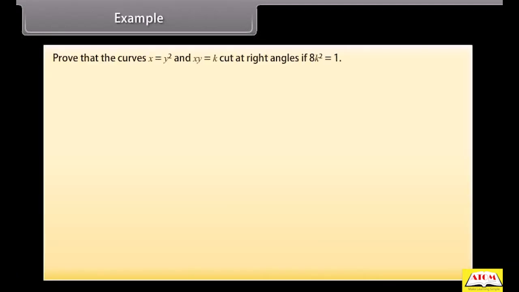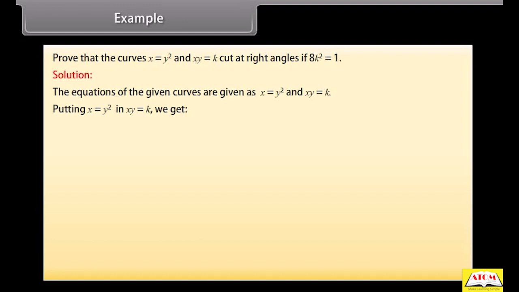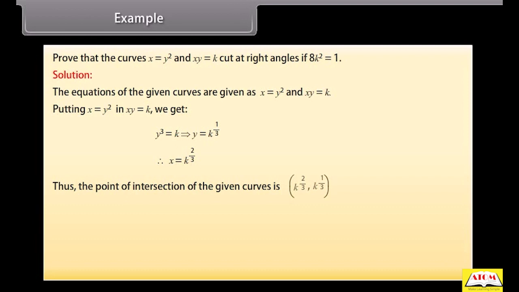Example. Prove that the curves x = y² and xy = k cut at right angles if 8k² = 1. Solution. The equations of the given curves are x = y² and xy = k. Putting x = y² in xy = k, we get y³ = k. It implies y = k^(1/3). Therefore, x = k^(2/3). Thus, the point of intersection of the given curves is (k^(2/3), k^(1/3)).